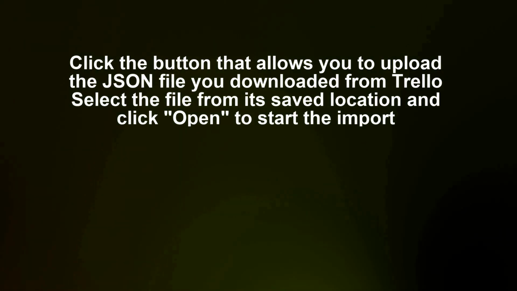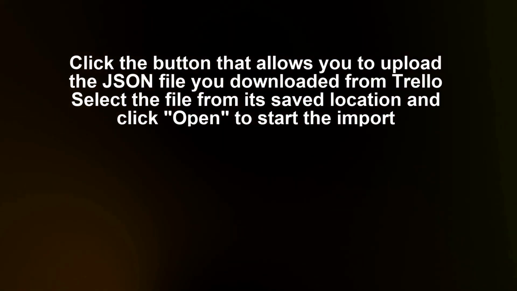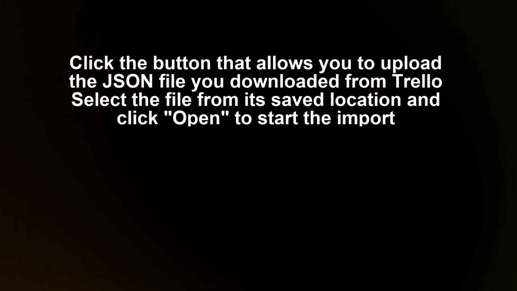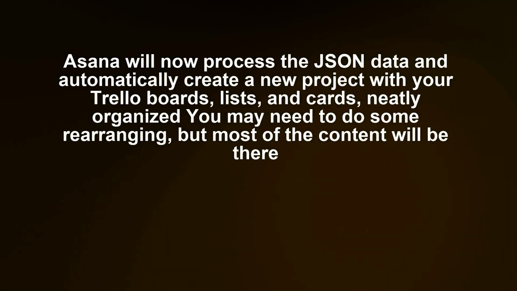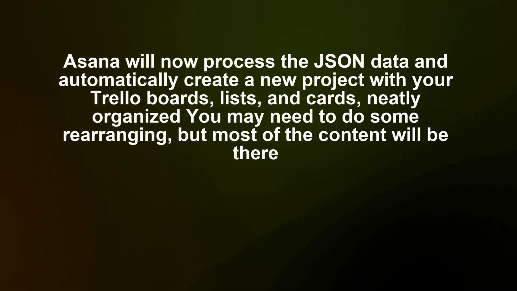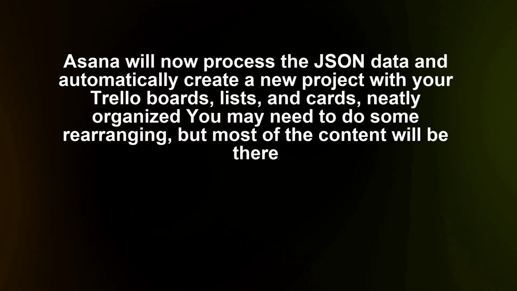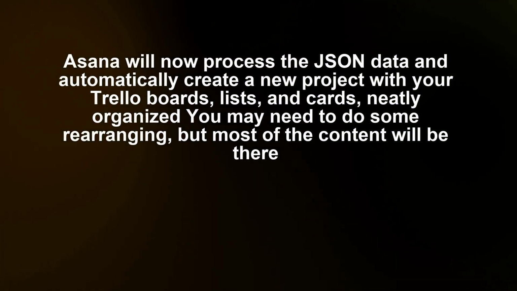Click the button that allows you to upload the JSON file you downloaded from Trello. Select the file from its saved location and click Open to start the import. Asana will now process the JSON data and automatically create a new project with your Trello boards, lists, and cards neatly organized. You may need to do some rearranging, but most of the content will be there.